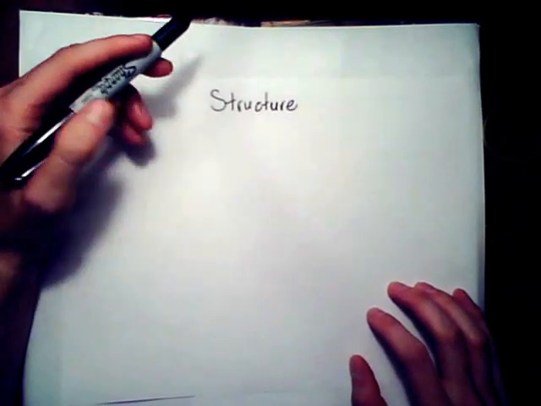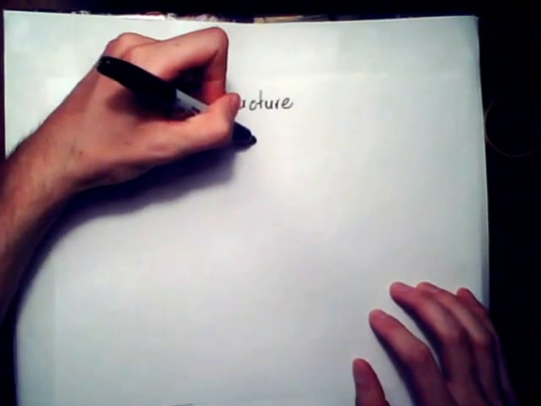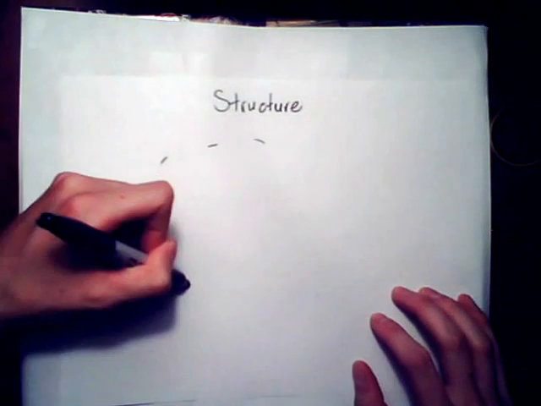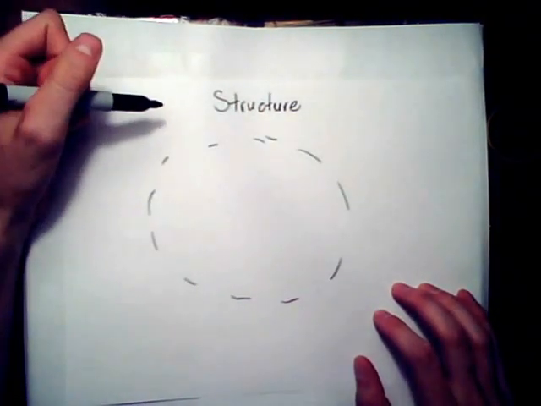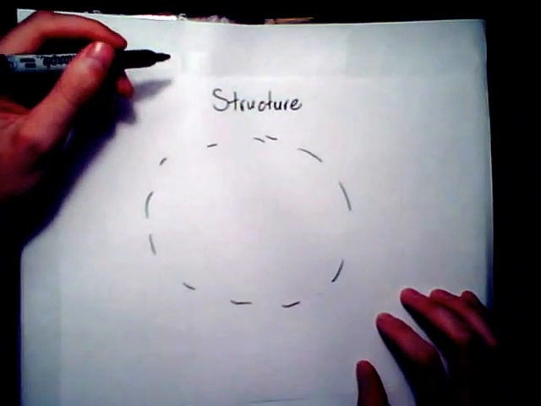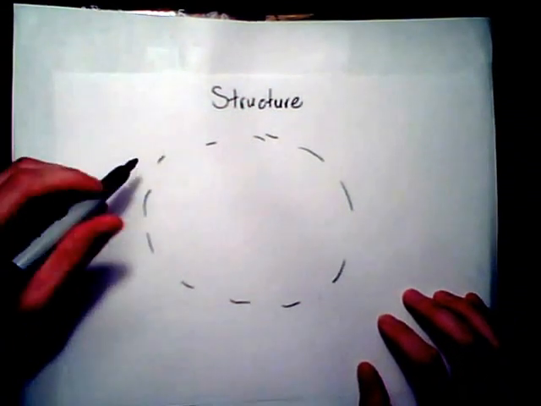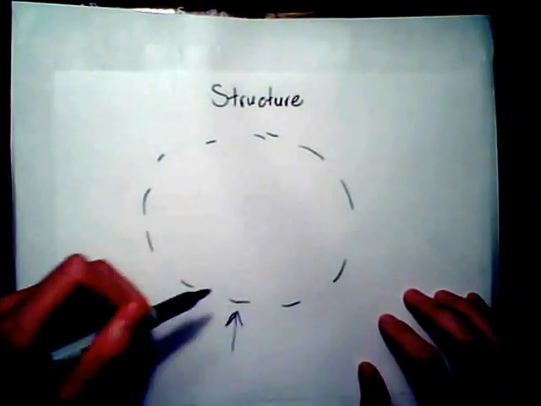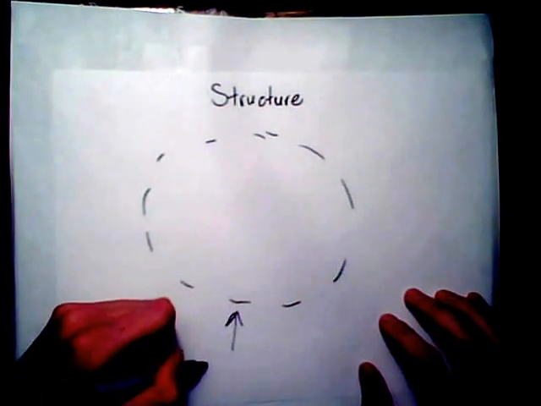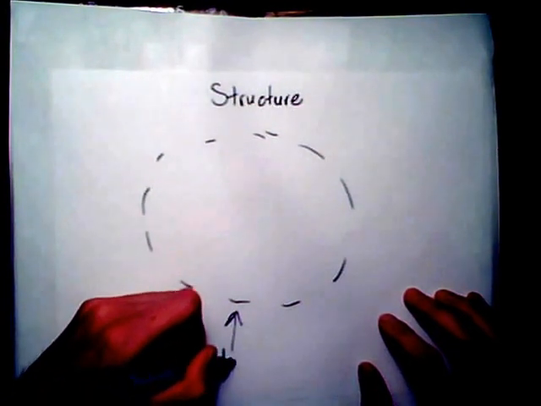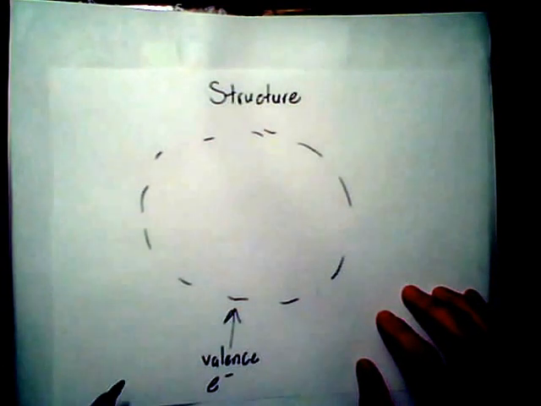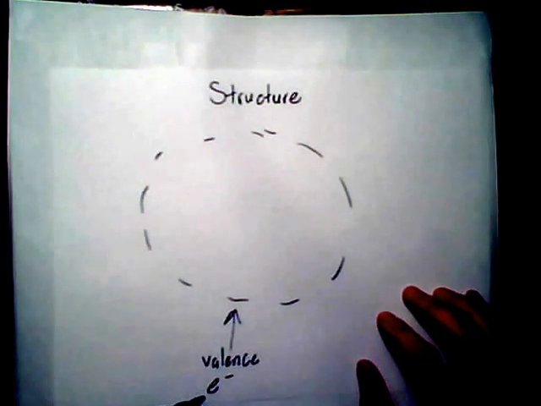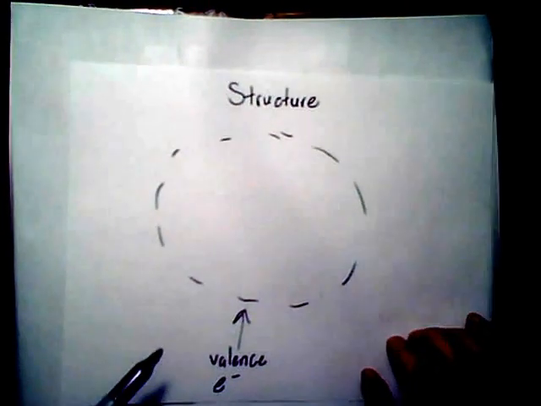So basically, what you'll have is a large shell on the outside, which we'll denote with these dashed lines. And these are what you would call your valence electrons. So these guys will always be on the outside, and I'm going to denote electrons with that E and the little minus superscript, just to make things shorter.